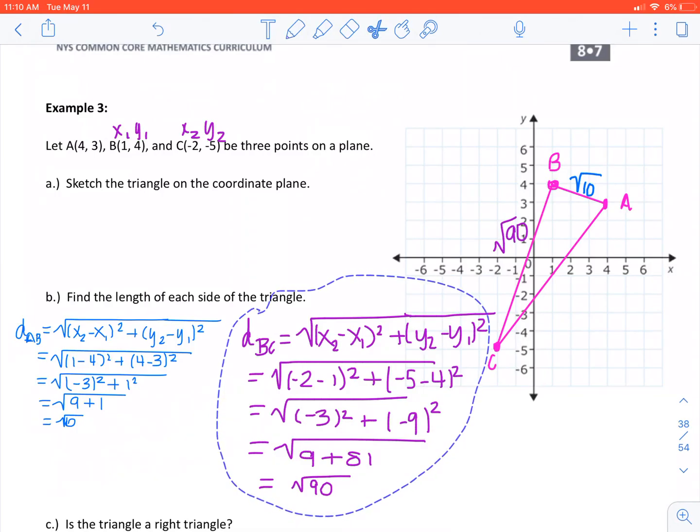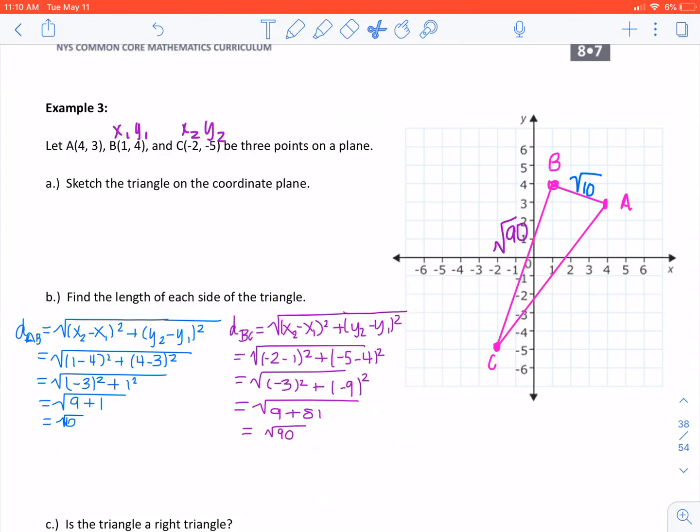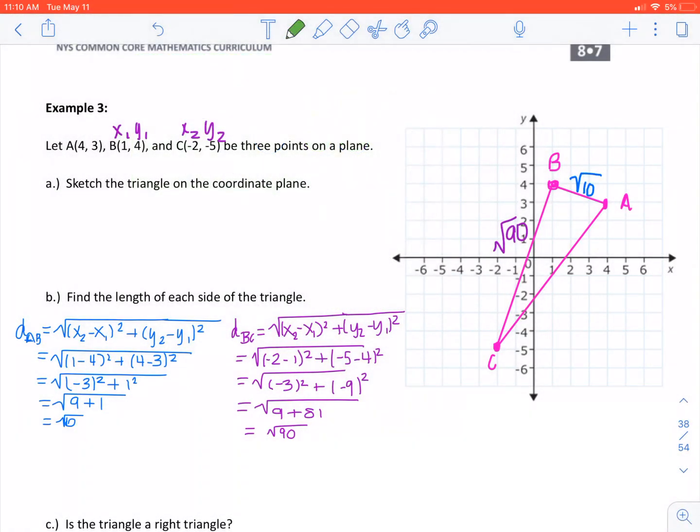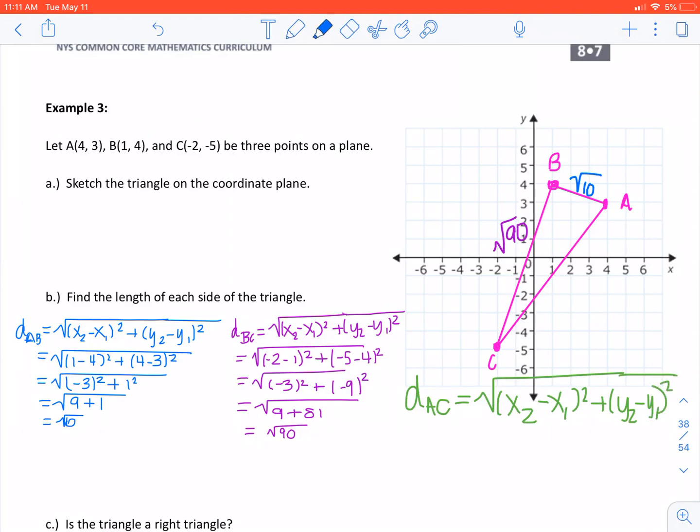Again, I'm going to just make this a little smaller so I can fit all of this. Okay, last one we need to do is AC. So distance of AC. Start with your formula. So x2 minus x1 squared plus y2 minus y1 squared. All right, so I'm going to erase these up at the top again, and I'm going to label my A and my C. So x1, y1, x2, y2.